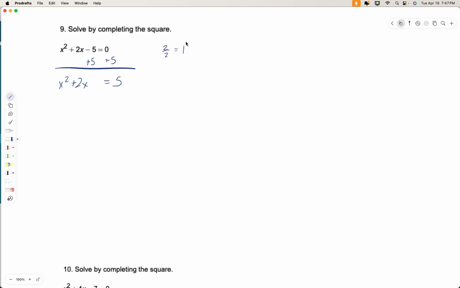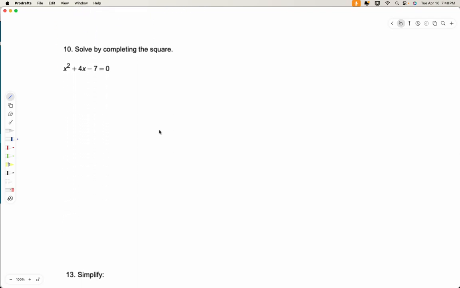That equals 1. We square that, still 1. So we add that to both sides. Plus 1, plus 1. So now we can factor this. That's going to be x plus 1 squared, and that's going to be 6. Unsquare everything. X plus 1 is equal to plus or minus the square root of 6. X is equal to negative 1 plus or minus the square root of 6. Because we want to get x by itself, we subtracted 1 from both sides.